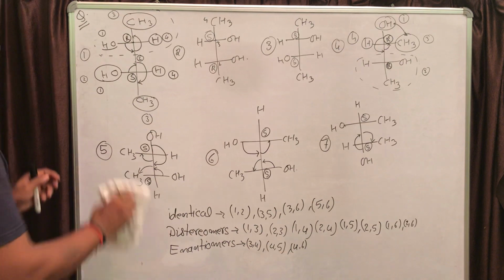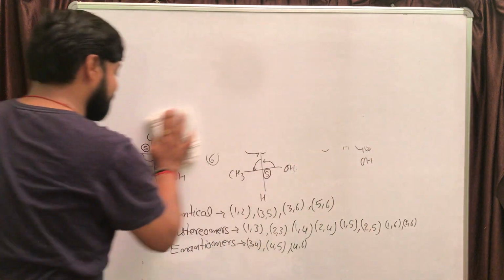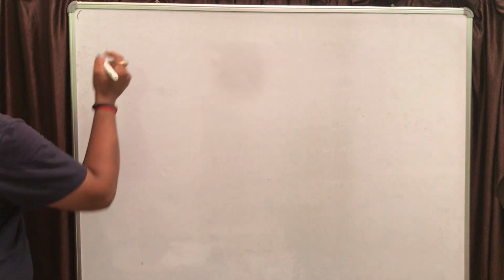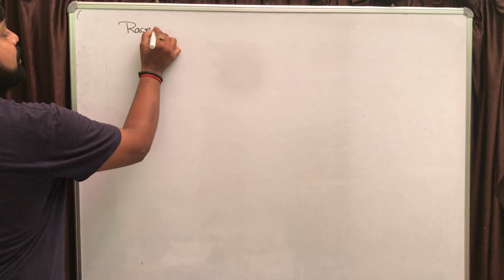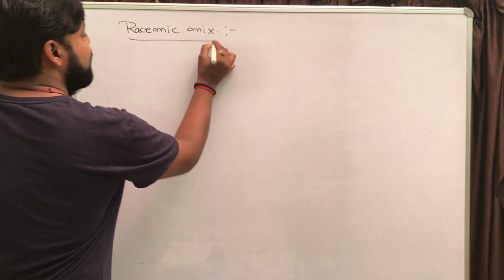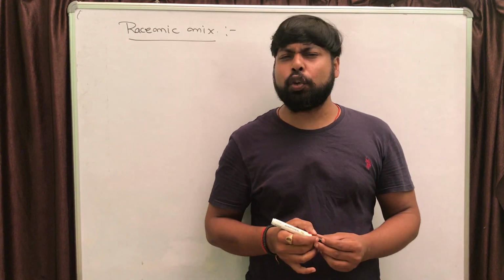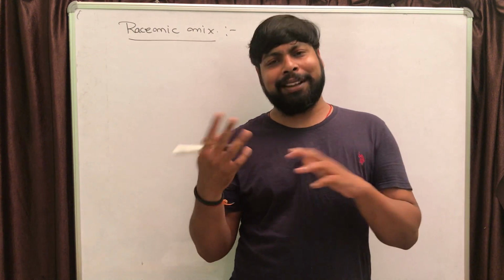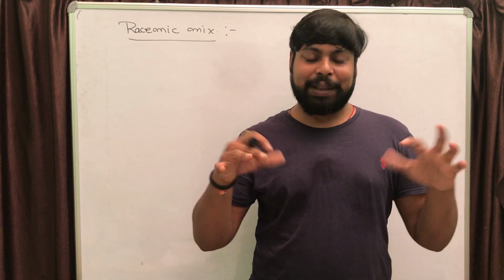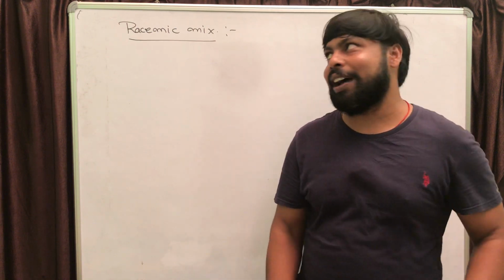Let's start. The next definition is racemic mixture. Racemic mixture is an equimolar mixture of two enantiomers. Take two enantiomers, meaning optically active compounds that are mirror images of each other. Take equal amounts of these two compounds and mix them. That equimolar mixture of two enantiomers is known as a racemic mixture.